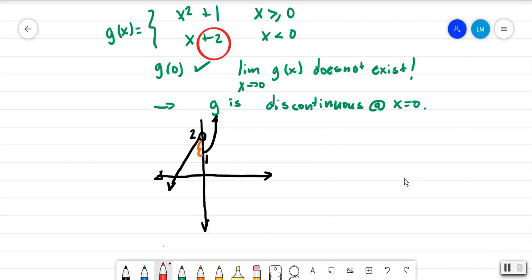Okay, so with continuity, you just have to go through the process of checking the checklist. With intervals of continuity, you just have to look at where it's defined.